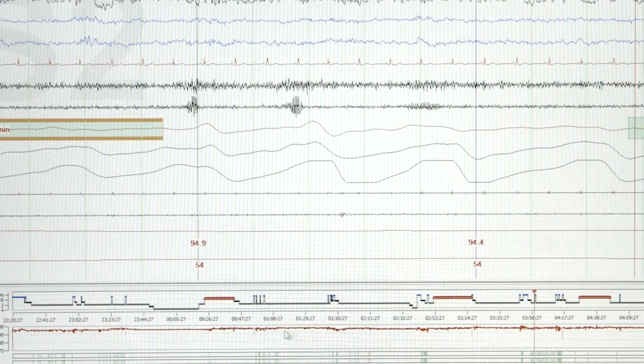This is your oxygen over the whole night. That's this channel here over the whole night. And we can see there are some mild fluctuations in oxygen, the lowest going down to 89%, which is a mild drop. Normal is above 90%.